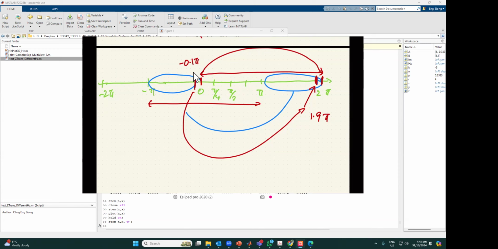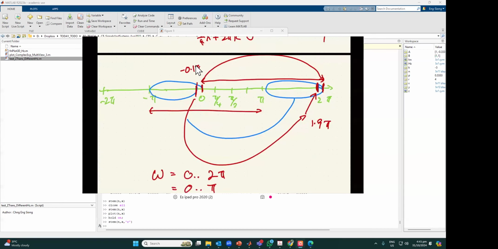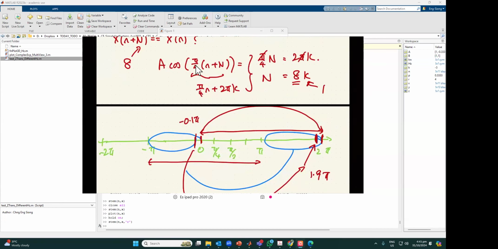Yes? Clear? Very good. So now, in the digital world, our little omega can be only 0 to 2 pi. And in fact, we are lazy. We only plot 0 to pi sometimes, because actually you'll realize that from pi to 2 pi, there's going to be some symmetry, and we know the symmetry and we don't care. All right.